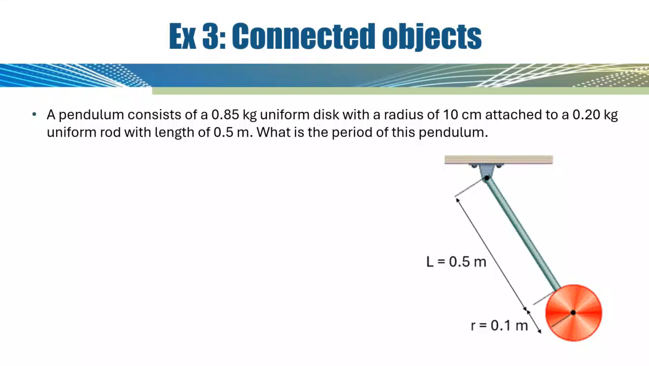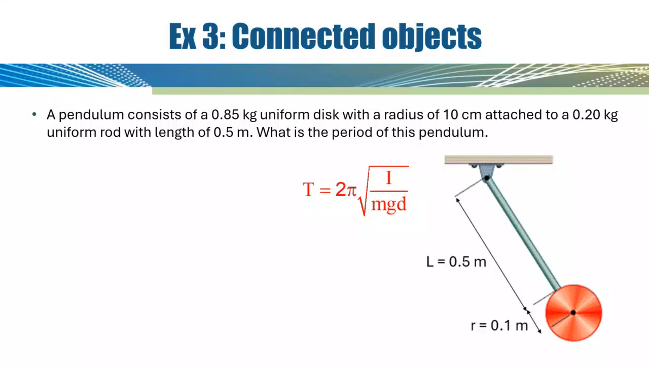This time we have a physical pendulum that resembles the timing mechanism of a grandfather clock. The problem reads, a pendulum consists of a 0.85 kilogram uniform disc with a radius of 10 centimeters that is attached to a 0.2 kilogram uniform rod with a length of 0.5 meters. What is the period of this pendulum? So again, we know the equation for the period of a physical pendulum, but we have to think through the I and the d values.